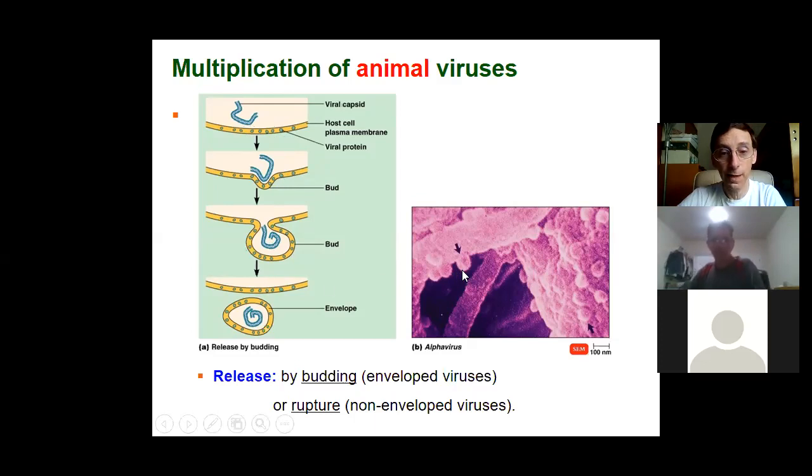And here we're seeing an actual bud in an electron microscopic image. And there are several buds that you can see on this cell. Any questions about the budding life cycle? And that is how animal viruses obtain their envelope, if they have an envelope around the virus. Any question about that?